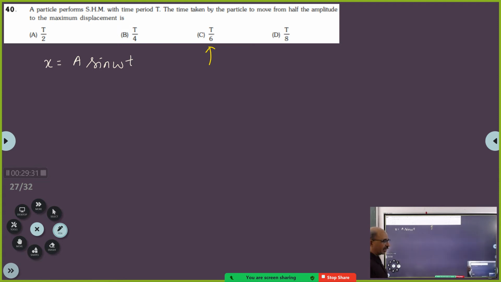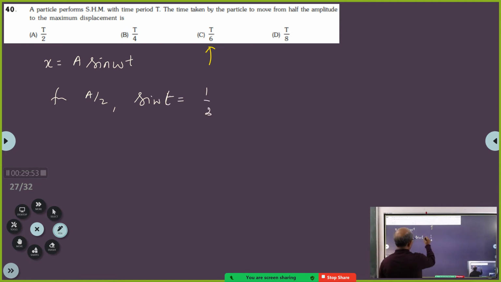Yeah, you wrote x is equal to a sin omega t. Then what did you do? Now, at half the amplitude, sin omega t will be 1 by 2. So at half the amplitude, that is for a by 2, sin omega t must be equal to half. Then the small t should be capital T by 12, because omega is 2 pi by T.